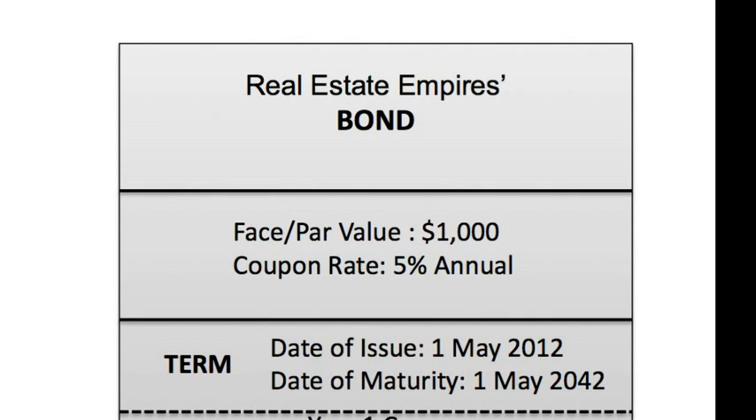As we look at the term, we can see that the date that this bond is issued is 1 May 2012, and the date that the bond becomes mature is 30 years later on 1 May 2042. When Jesse buys that bond from the Real Estate Empires company, he buys it on 1 May for $1,000. Whenever the bond becomes mature on 1 May 2042, Real Estate Empires is going to have to pay Jesse the $1,000 back that he initially purchased the bond for. In between those 30 years, Jesse's collecting his interest on his $1,000 investment.